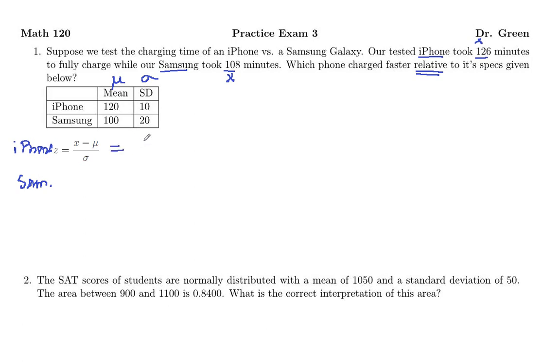For the iPhone, it took 126 minutes to charge. That's our x value. Minus our mean for iPhones, which was 120, and then divide by our standard deviation, which was 10. Do the same thing down here for the Samsung. The x value there is the 108. Our mean there, 100. And then dividing by standard deviation, which was 20. Let's put these in the calculator.